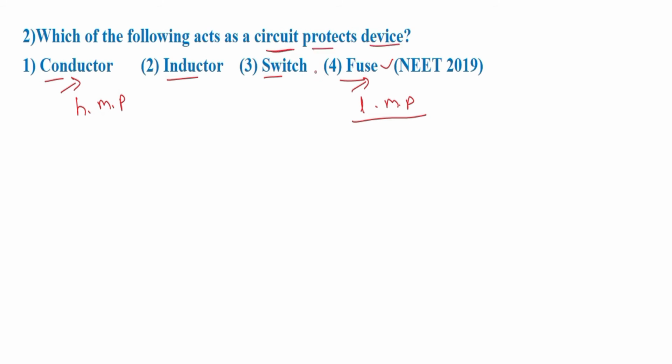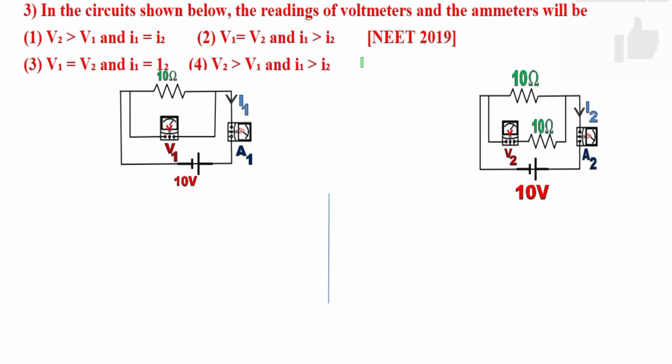Now let us go to our next question. Our next question is, in the circuit shown below, the readings of voltmeter and ammeter will be. So what did he say? He said that you have two circuits. This is circuit 1 and this is circuit 2. Now what is he asking us to calculate? He is asking us to calculate the relation between V1, V2 and I1, I2.